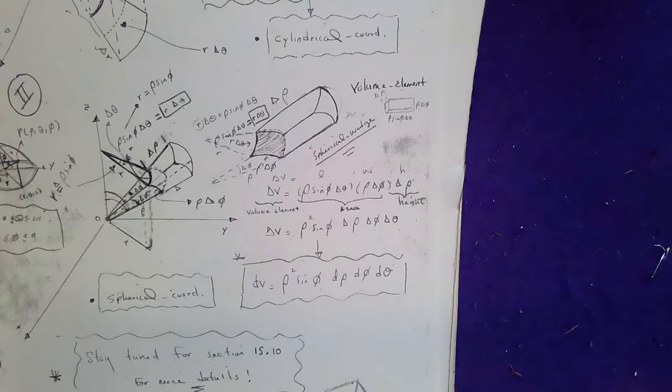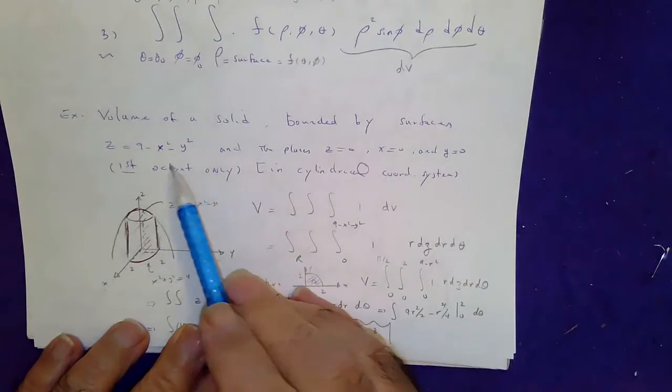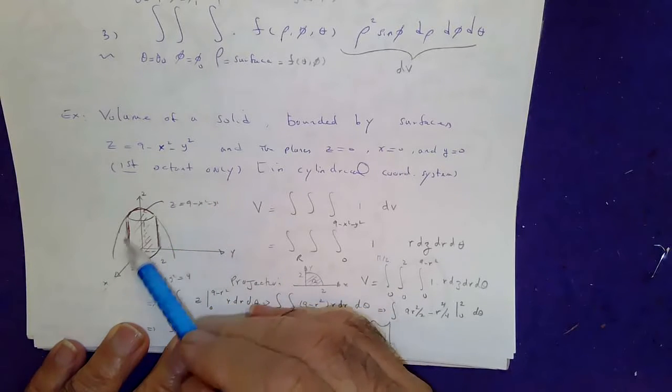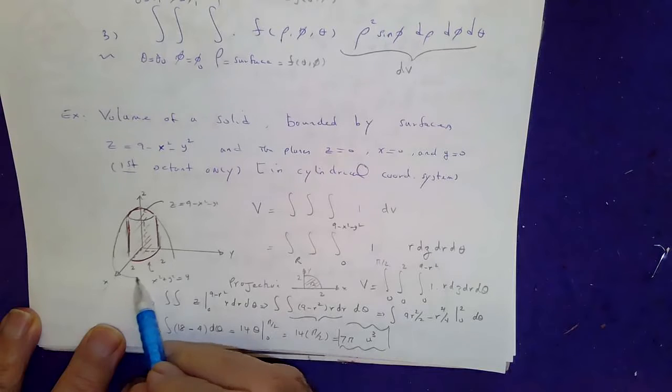You see it? So back to our problem. The question is: find the volume of a solid bounded by the surface 9 minus x squared minus y squared, which is an upside down paraboloid. So it kind of looks like this. Do you all see it?